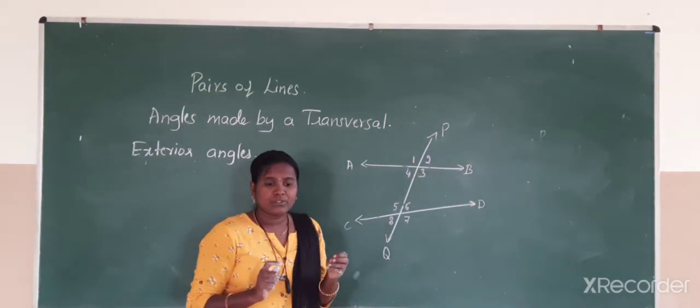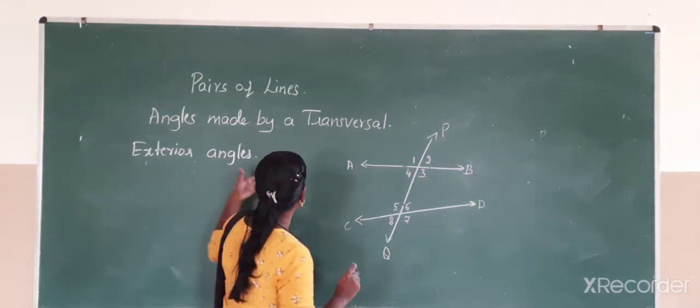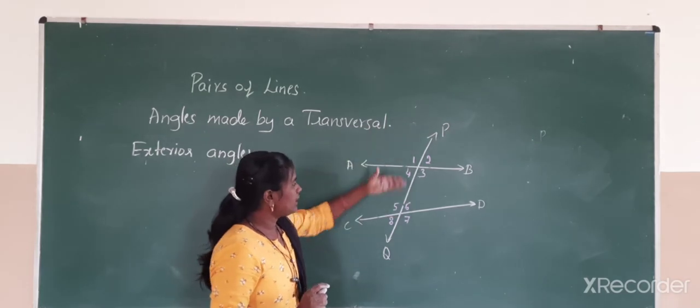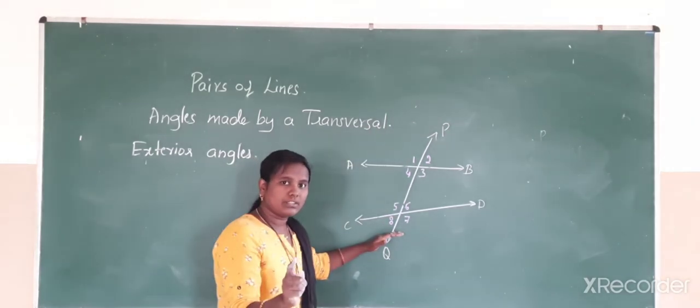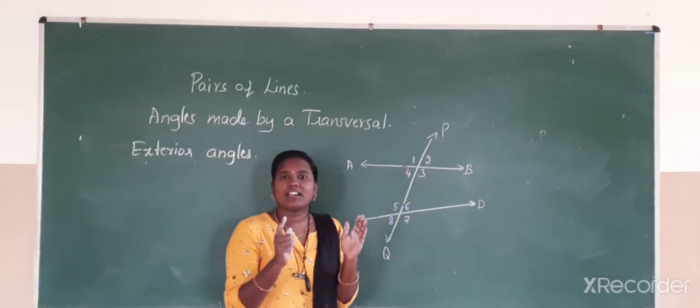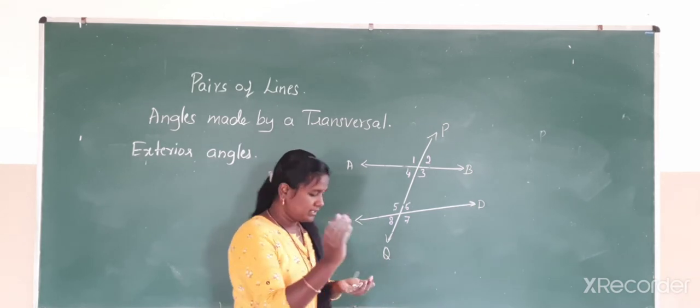But here we are going to write them as a pair. Yes, so exterior angles are the angles which are outside the pair of lines and they lie on the same side of the transversal. They lie on the same side of the transversal.